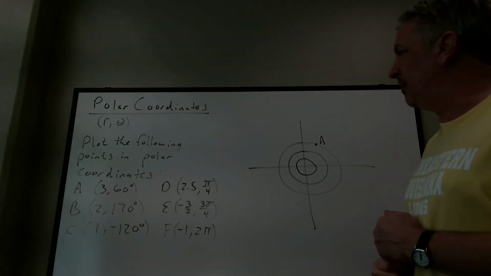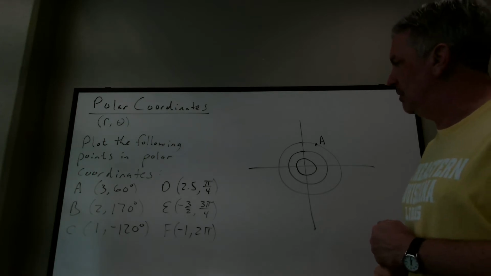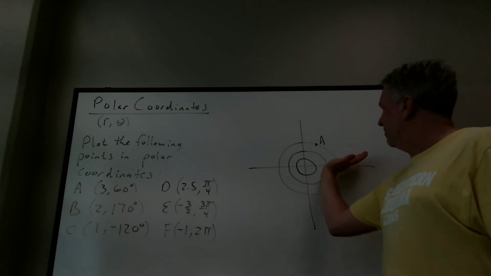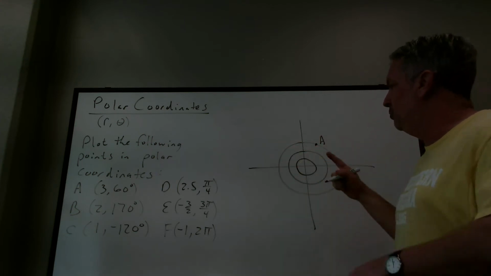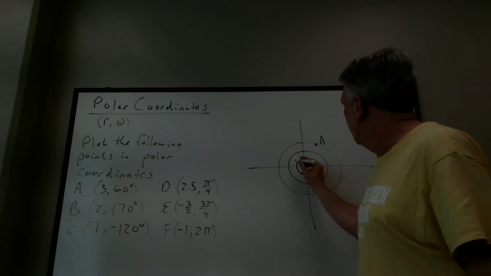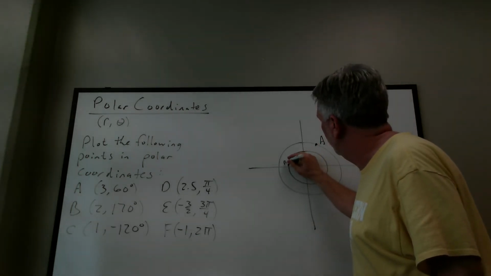Okay, let's look at the second one, B. That's 170 degrees and 2 units away from the origin. So 170 degrees is almost 180, and you want to go 2 away from the origin. So that's roughly here. There's point B.